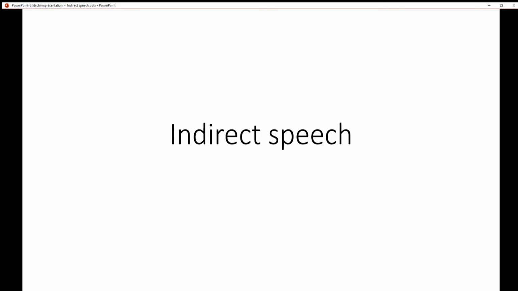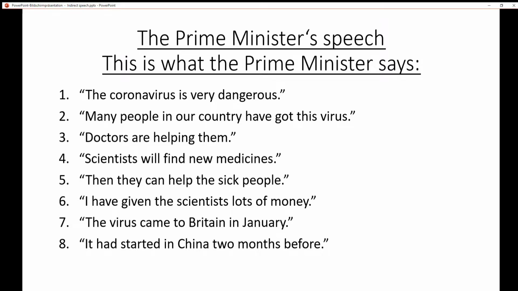Imagine the British Prime Minister gives a speech about the coronavirus. In this speech, he says the following things. Number one, the coronavirus is very dangerous. Number two, many people in our country have got this virus. Number three, doctors are helping them. Number four, scientists will find new medicines. Number five, then they can help the sick people.